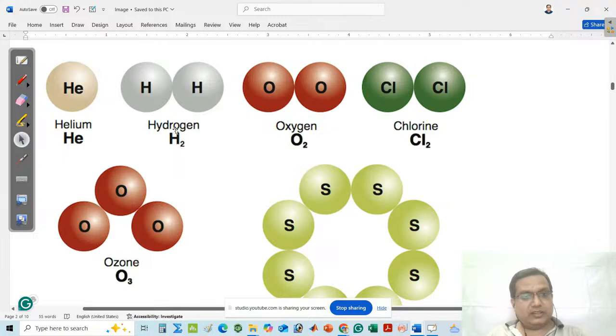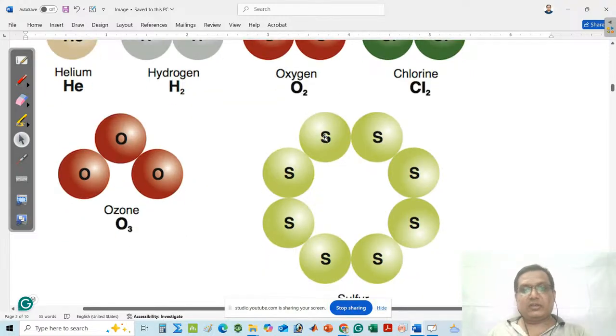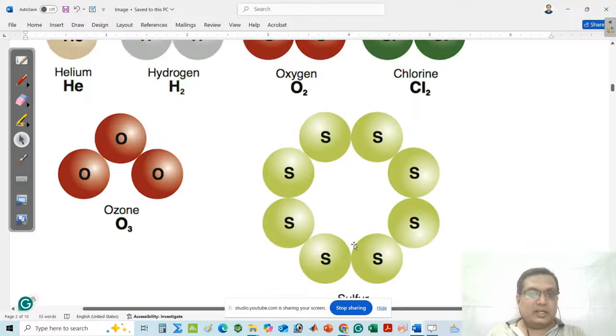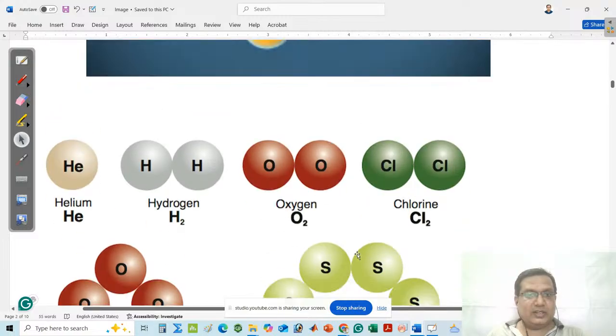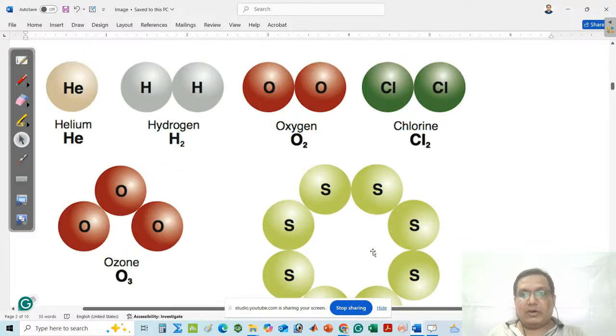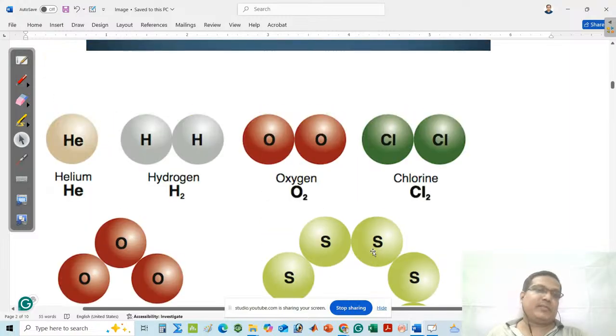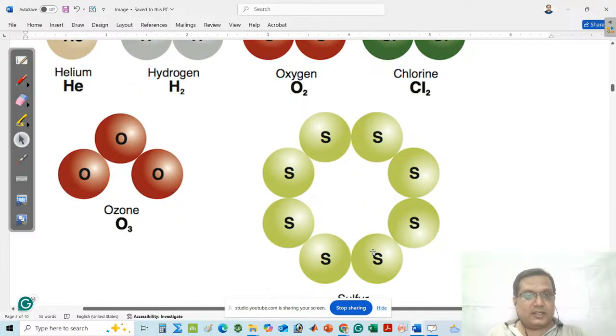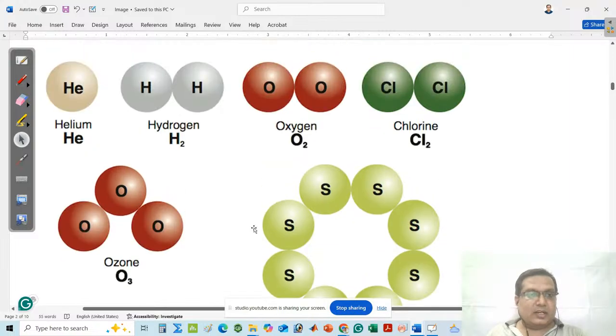Here, hydrogen is also a molecule, oxygen also, chlorine, O3 also. If you think about these examples, all these molecules have the same type of atom. You know that same means homo. That means all the atoms in the molecule are the same. That is said to be homoatomic molecules.